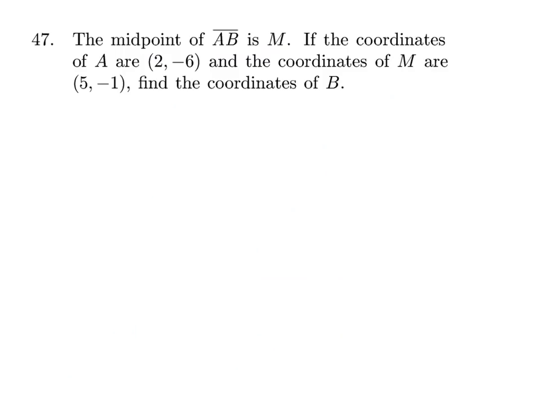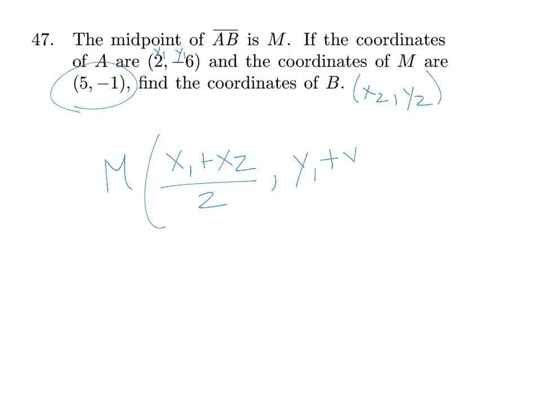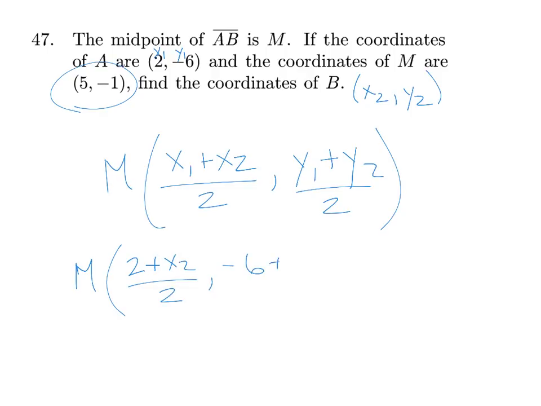All right, the midpoint of AB is M. If the coordinates of A are 2, negative 6, and the coordinates of M are this, that's my midpoint. Find the coordinates of B. Okay, so B is going to be my x2, y2. Alrighty, so I have my midpoint formula. Plug in all the information I have. So I have x1, which is 2, plus x sub 2 over 2, y1, which is negative 6, plus y sub 2 over 2. And that's equal to the midpoint, which is 5, negative 1.